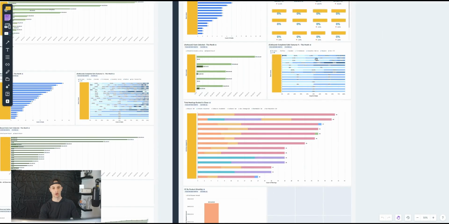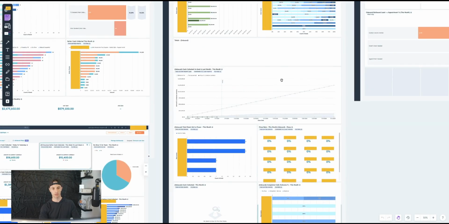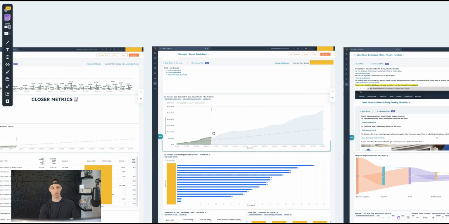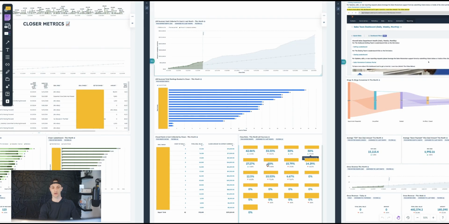Now, there's a few other reports that are really, really useful, like source-based, right? So in this board, we're breaking it down by source. So we've got organic, we've got paid, we've got affiliate, right? All broken down by source, so we can see our close rates and show rates for organic versus paid, right? Or this campaign versus that campaign, right?